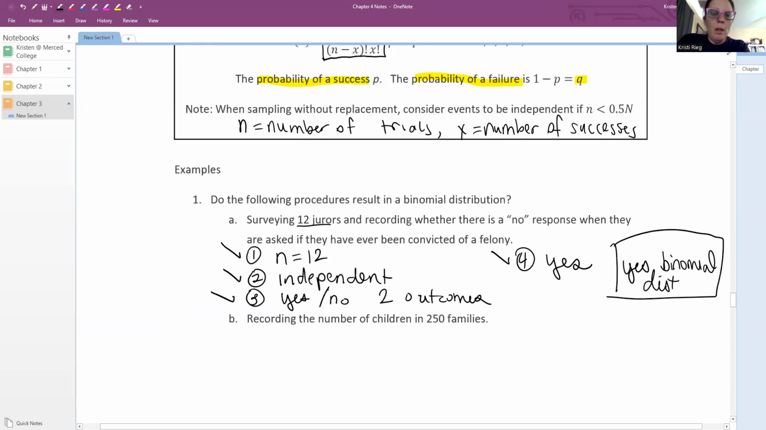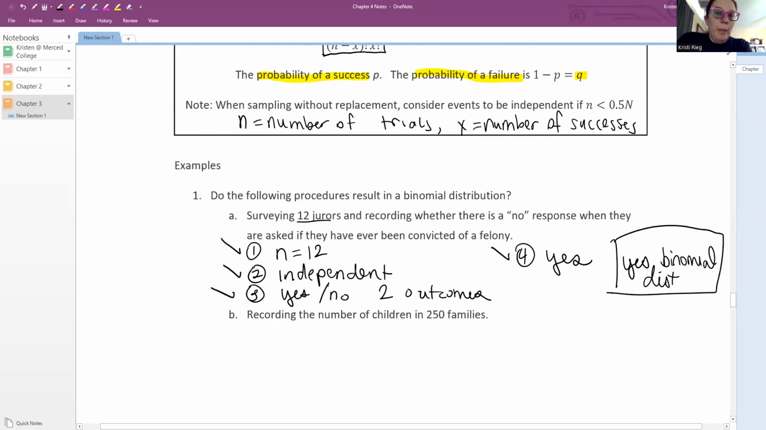Yes, it did. Okay, question B, recording the number of children in 250 families. So number 1, is there a fixed number of trials? Can we say how many people answered? Yes, 250. Number 2, are the trials independent?